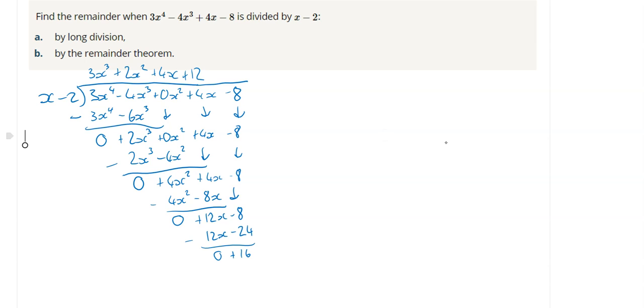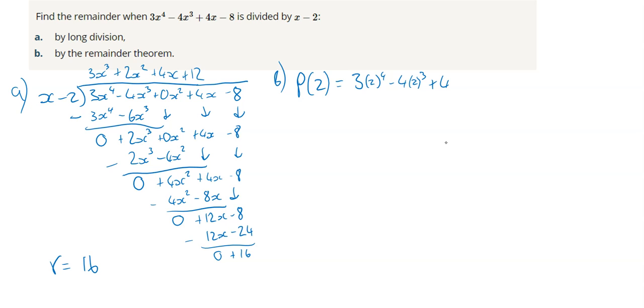And that's all they wanted. They wanted the remainder. So we would say, yeah, remainder equals 16. And then by the remainder theorem, we can just go P of 2 equals 3 times 2 to the power of 4, minus 4, this is part A, sorry, minus 4 times 2 to the power of 3 plus 4 times 2 minus 8.